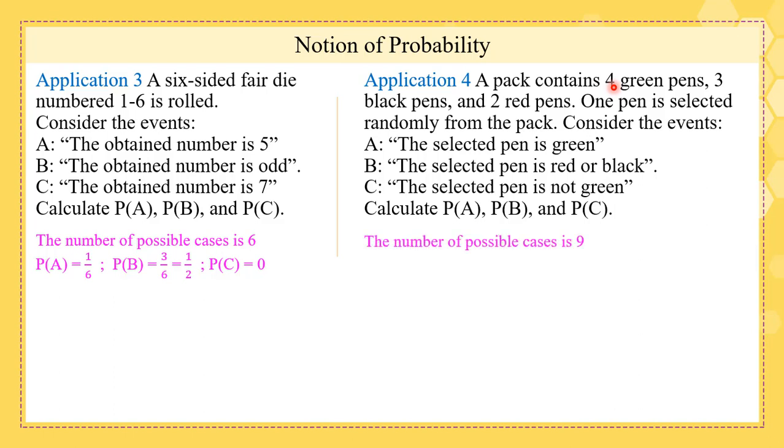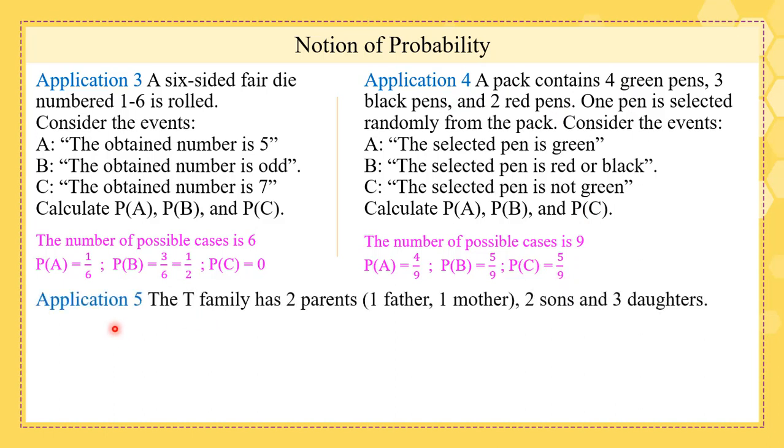The total in this case would be 9, which is the number of all pens. P of A, green is 4 out of 9, and P of B, red or black. Well, red or black, we have to add the red and the black. We have 5 over 9. And C is not green. If it's not green, so it's going to be either black or red, so it would be also 5 over 9.